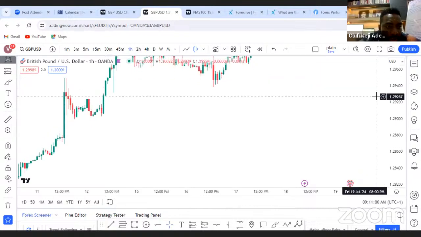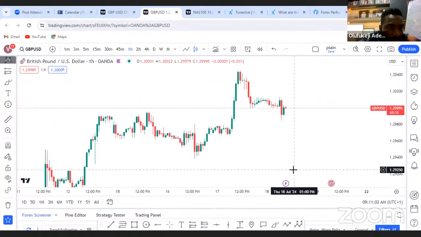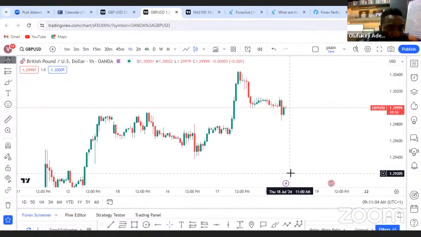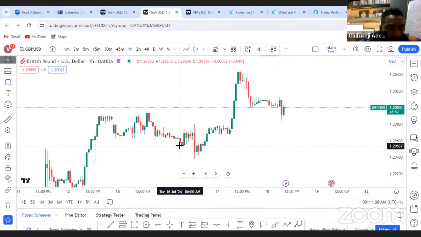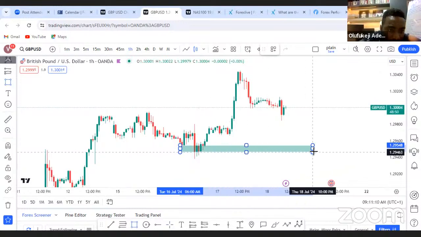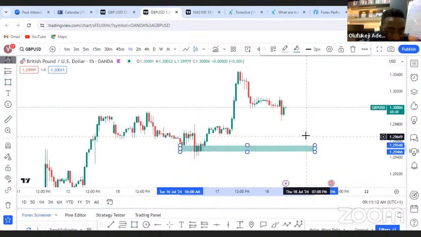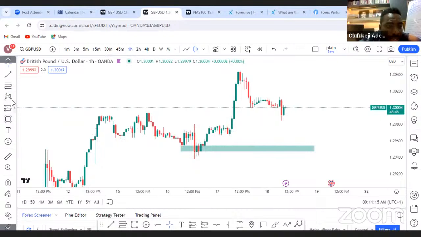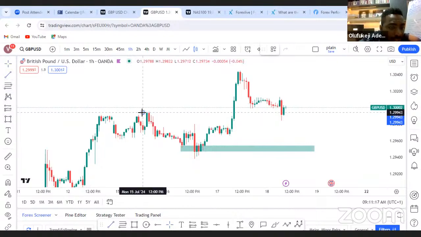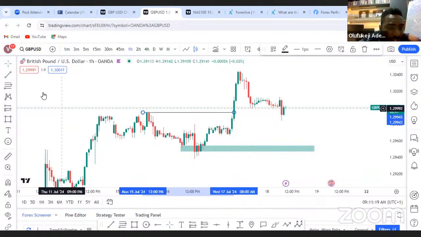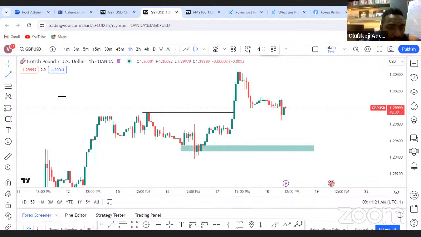Let me see it on 1 hour. All right, that's my shoulder there. That's my break of structure. That's my left shoulder. And that's my grab of liquidity. Then that's my inducement. Upside down left shoulder, grab of liquidity, inducement.